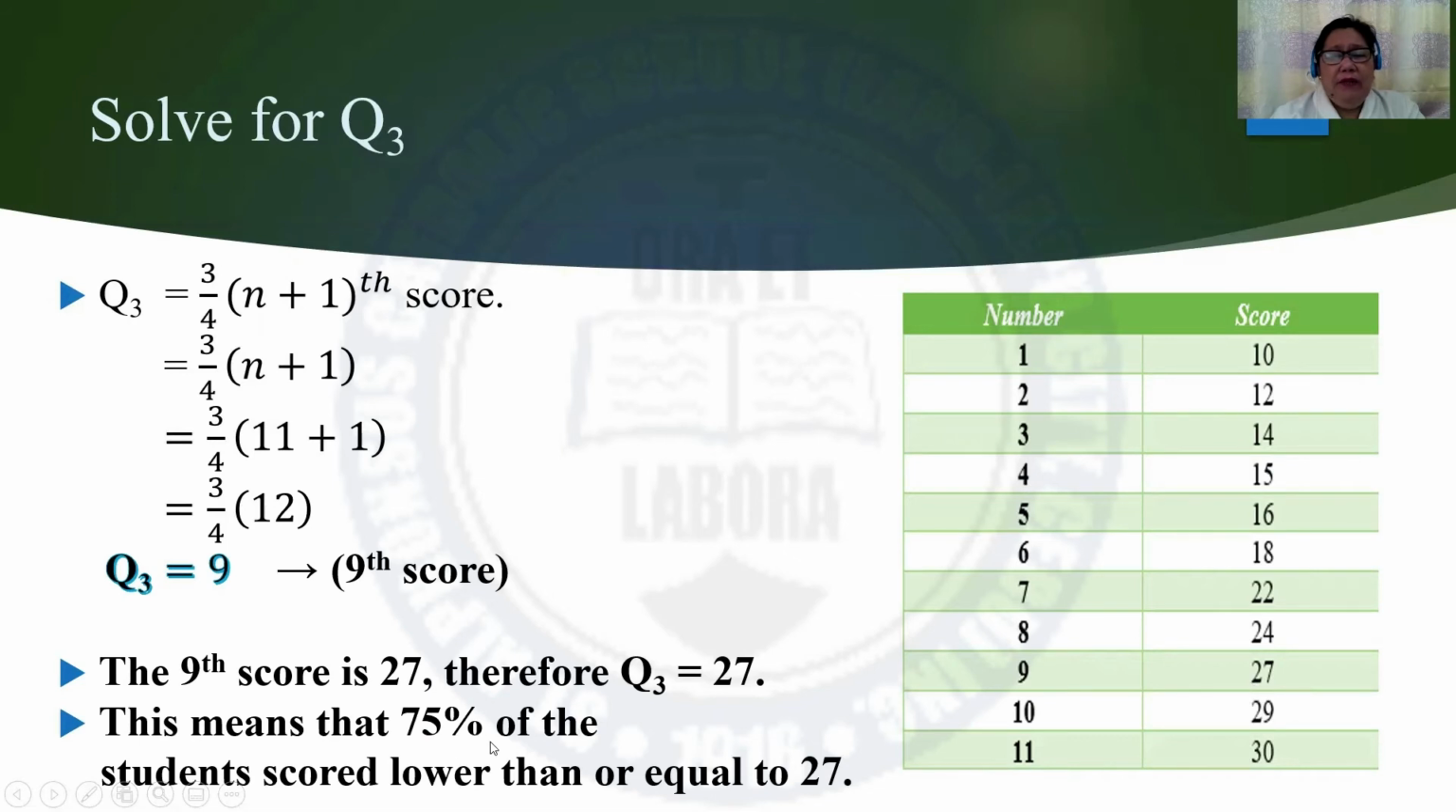This will mean 75% of the students scored lower than or equal to 27. So from here, from 24 until here, this belongs to the lower 75% of the group.